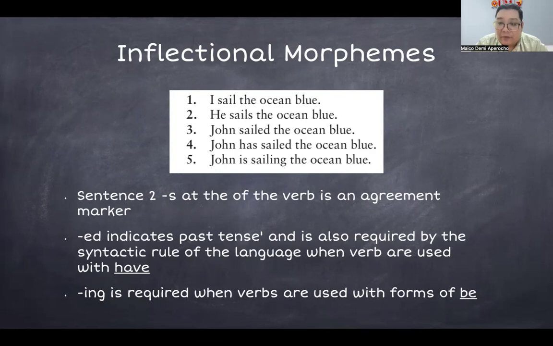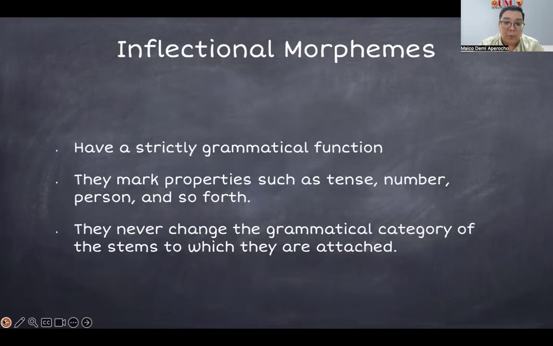So these are all inflectional morphemes just because when you attach them to a word, there's no change from one part of speech to another one. They remain in the same part of speech. So basically, that's an inflectional morpheme. I just want you to make yourselves familiar that in most times we use inflectional morphemes when we want to mark properties such as tense, number, and person.